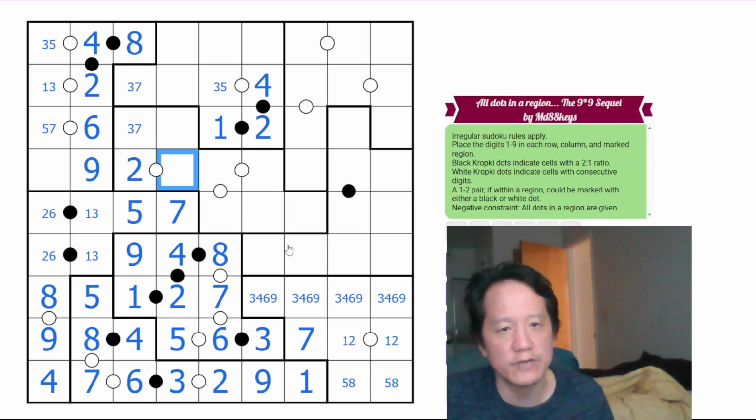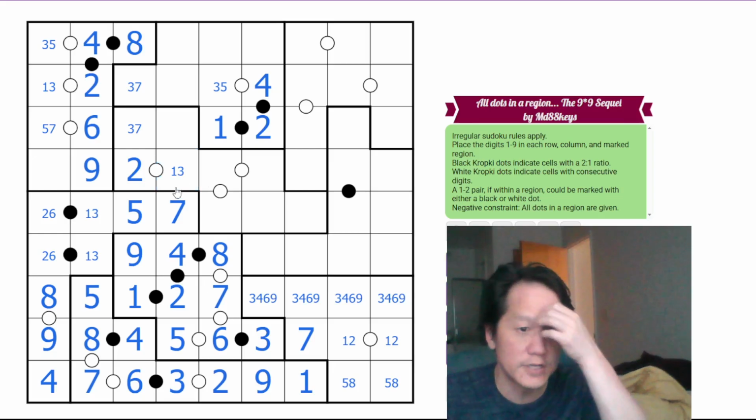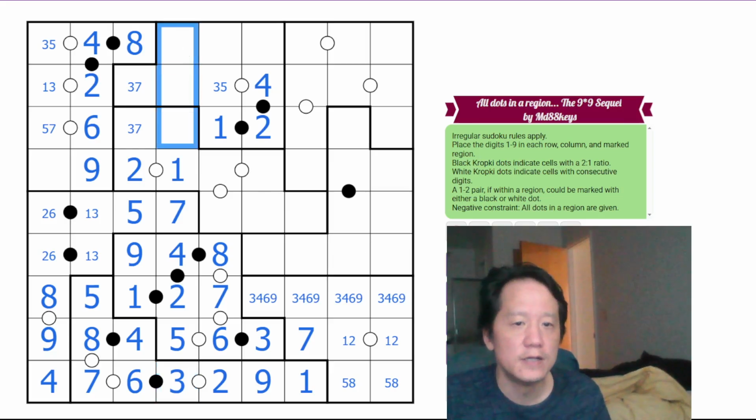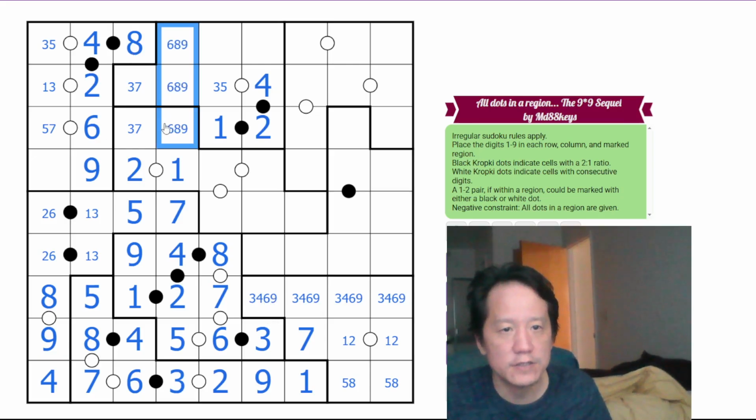2 is only consecutive with 1 or 3 here. This can't be 3, so this must be a 1. The remaining digits in column 4 are 6, 8, and 9. This can't be 6. This can't be 8.